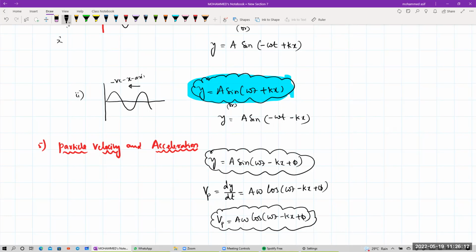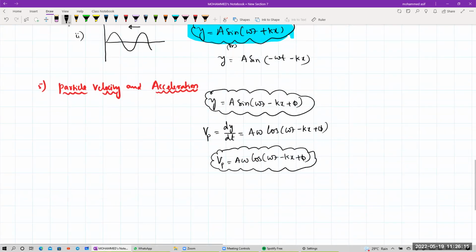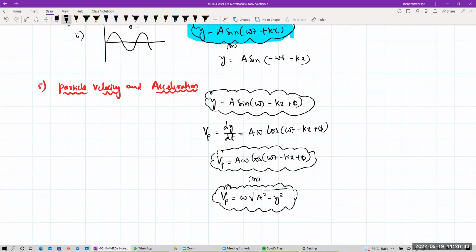Got it? Now that we have the velocity, can I write this in another form also, beta? This is in the form of cos. Here y is the position of the particle and x is the distance at time t. I wrote this in SHM also. The velocity of the particle can also be written as v equals ω times the square root of (A² − y²).